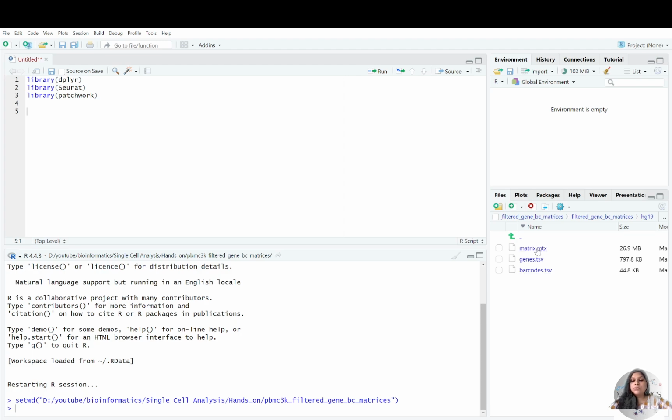Okay, so these are larger files which will not open. I'll take another class where I will be explaining the different file formats.